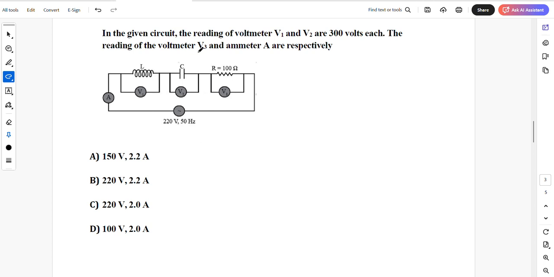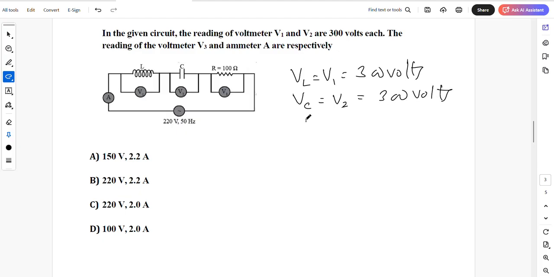Now, in a given circuit, we need the reading of voltmeters V1 and V2. Where is V1? V1 is here and V2 is here. They have given VL. V1 is equal to 300 volts. That is the voltage across the inductor. VC is equal to V2, how many volts? 300 volts. Right.